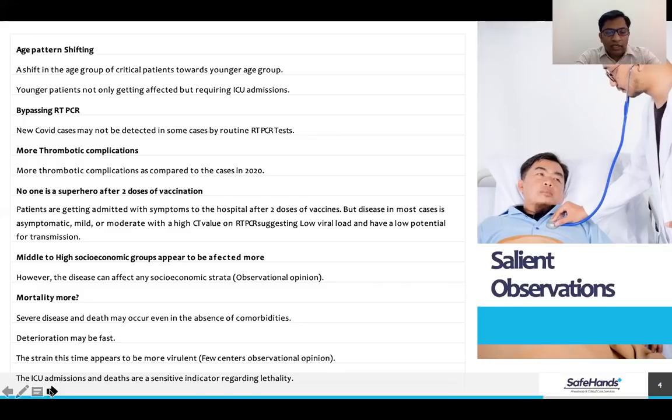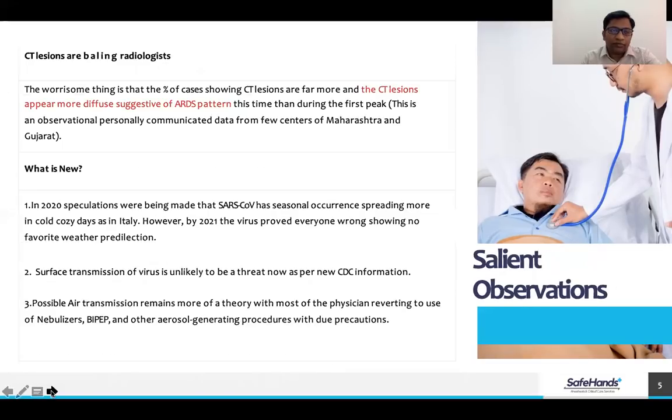ICU admissions and deaths are sensitive indicators regarding the lethality of COVID-19 in 2021. CT lesions are worrying radiologists. The worrisome thing is that the percentage of cases showing CT lesions is far more, and the lesions appear more diffuse, suggestive of an ARDS pattern this time than during the first peak. This is observational, personally communicated data from a few centers in Maharashtra and Gujarat.